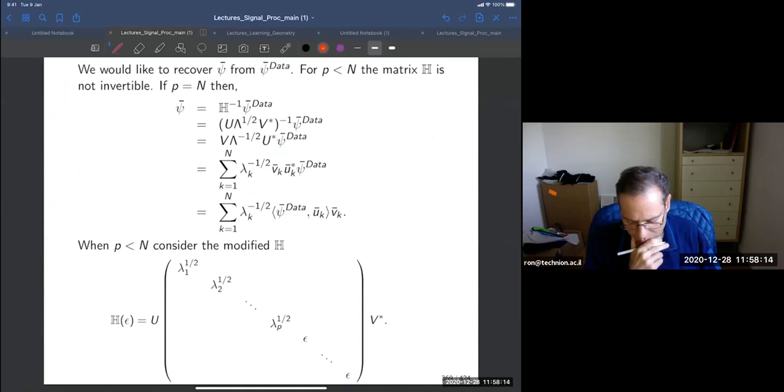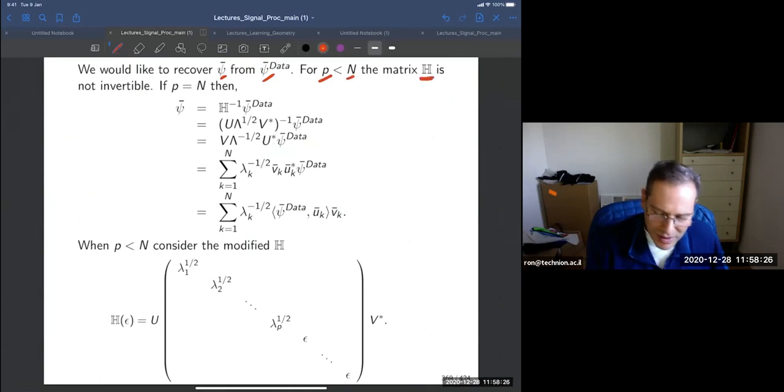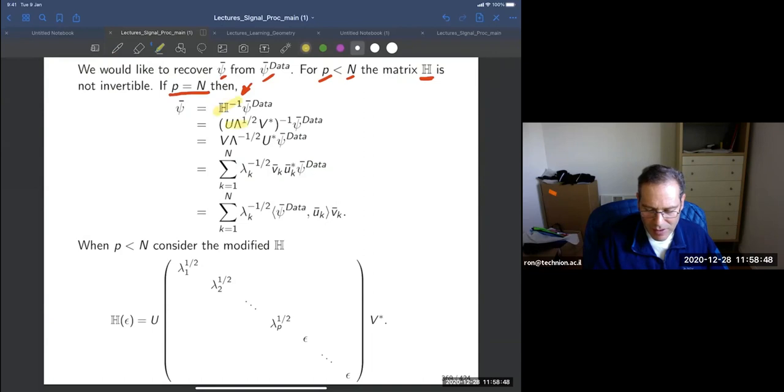So what should we do? We would like to recover psi out of the data. And we know that the rank P is smaller than N. This is by analyzing the matrix H, which means that the matrix H is not invertible. Now, if by some luck P is equal to N, which means that it is invertible, then we can do the magic. We just invert the matrix, so let's write everything in the SVD space. So instead of H minus one, we can just do that.